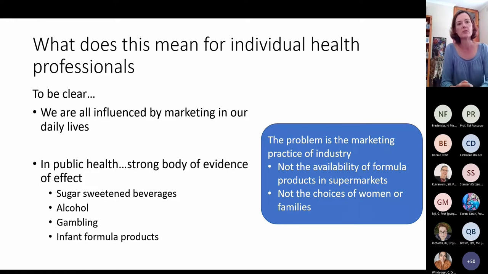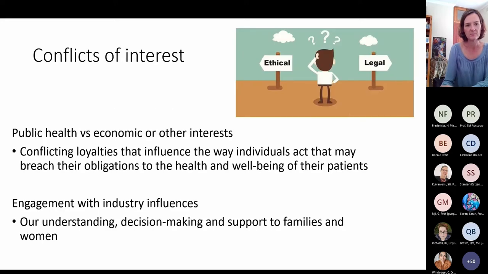So what does this mean for individual health professionals? We are all influenced by marketing in our daily lives. And in the public health arena, we have a strong body of evidence of the impact of marketing, particularly around sugar-sweetened beverages, alcohol, gambling, and now infant formula products. And the problem is the marketing practices of these industries. It's not the availability of formula products in supermarkets, and it's not the choices of women or families. It's about the marketing practices.